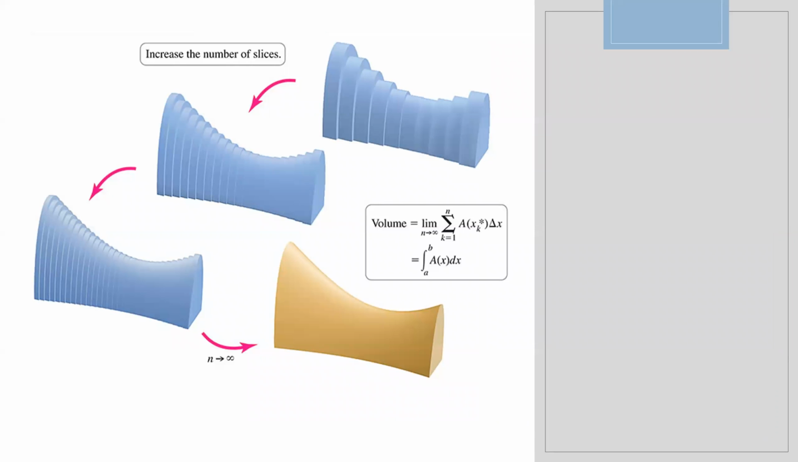So the idea is, if you want to find the volume of this golden looking solid shape right here, we are going to start by slicing it into small little slices, right? And we are going to find the volume of each one of those slices, and then we're going to add them all up. Okay, so let's just consider that one slice, for example.